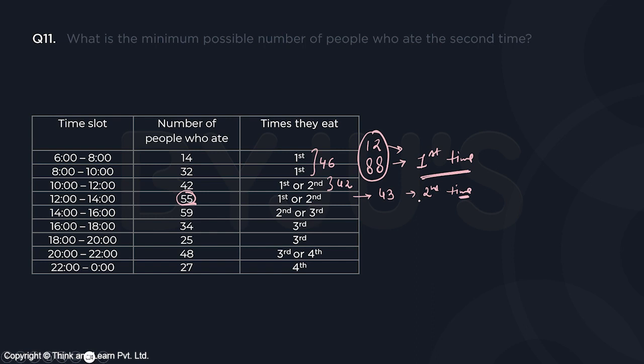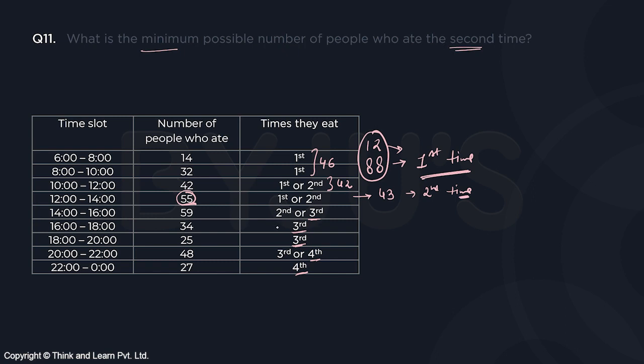Now, what can I do? I want to minimize the people who ate for the second time. 100 people ate for the first time. 43 of them ate for the second time. What if I assume that all these people ate for the third time? These people also ate for the third time. They are fourth. In that case, I will have only 43 people eating for the second time. But does that satisfy? And if that does not satisfy, why not?